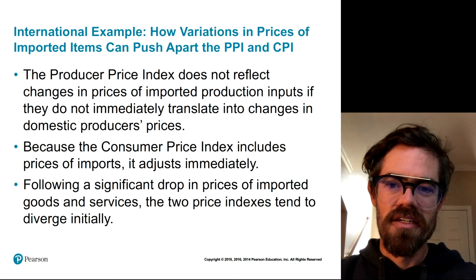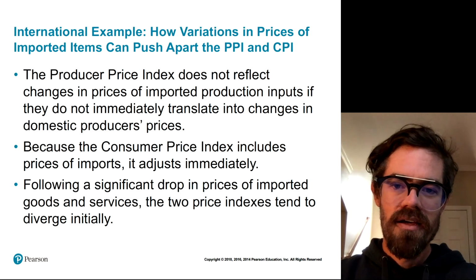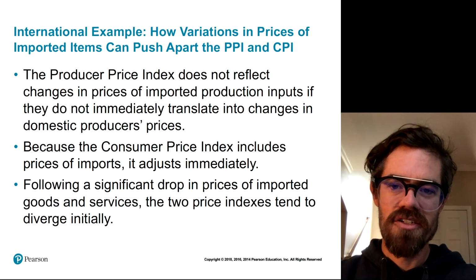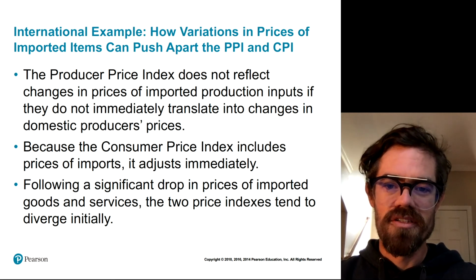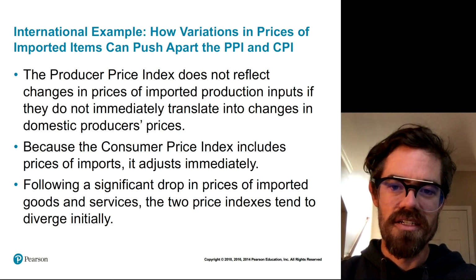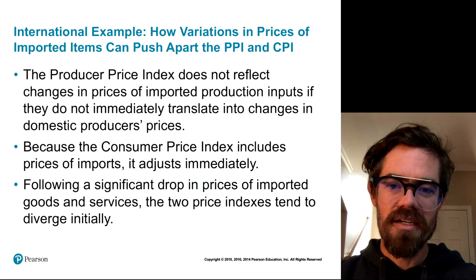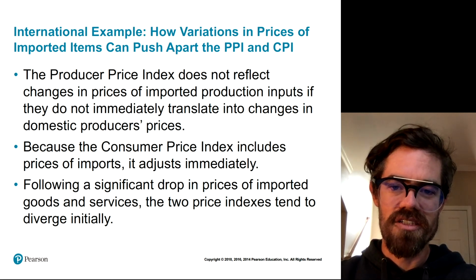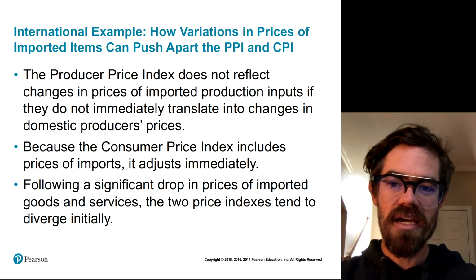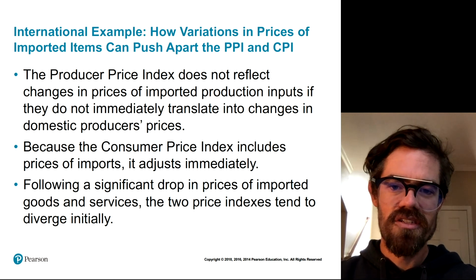All right, another example. This is an international example of how variations in prices of imported items can push apart the PPI and the CPI. The PPI, the Producer Price Index, does not reflect changes in prices of imported production inputs if they do not immediately translate into changes in domestic producers' prices. But because the CPI includes the prices of imports, it adjusts immediately. So, for example, following a significant drop in prices of imported goods and services, these two price indexes will tend to diverge, at least initially. So they'll tend to separate from one another.